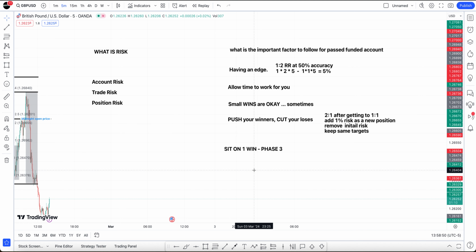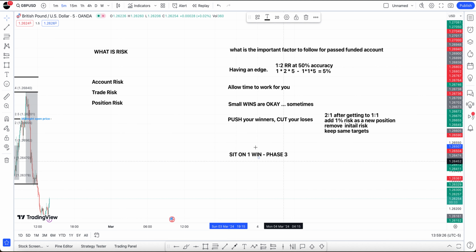If you've hit phase three, take your one win. After that, there's no risk on your account. You've taken your money back from the prop firm that you put in as a deposit. Even if it's a small amount of profit, you've taken a bit of profit, so you know how it feels. And now you can go in with a clear mind, knowing that you have nothing to lose. Even if you lose the account, you can do it again, because the deposit that you gave them, you took it back. So sit on one win in phase three.